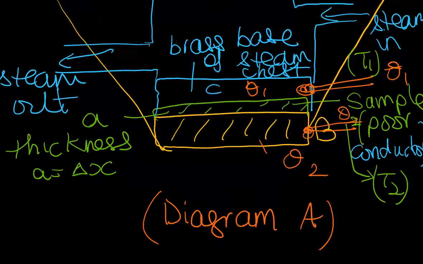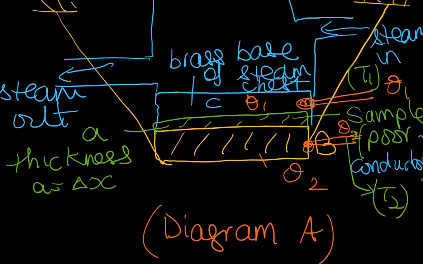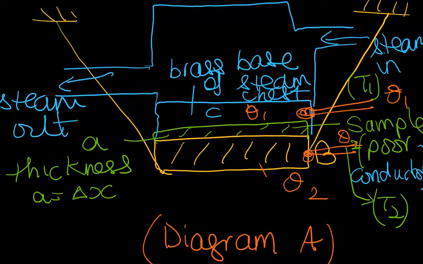Now on top of this, you're placing a steam chest, and the base of the steam chest, which is the blue diagram, is also a brass material. And embedded in the two brass discs, the one at the bottom C of the steam chest, you have a thermometer T1, and in the other one you have another thermometer which measures the temperature θ2, T2.